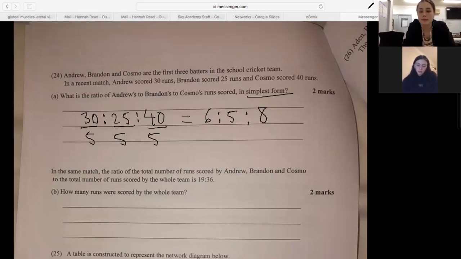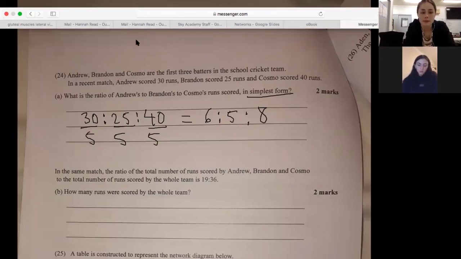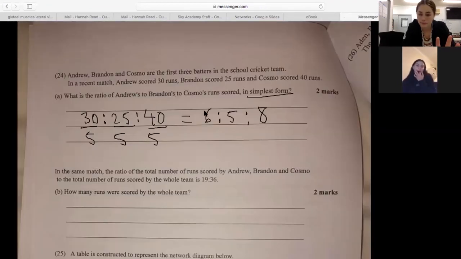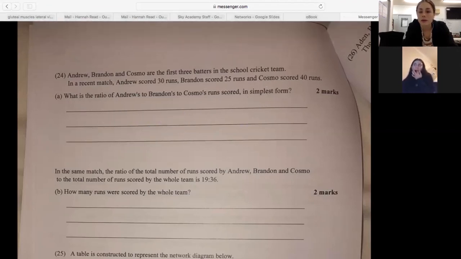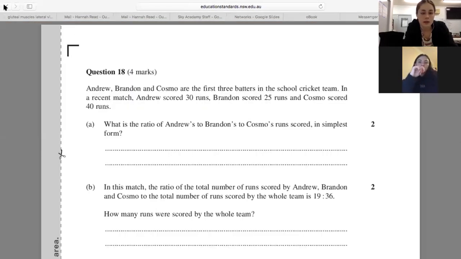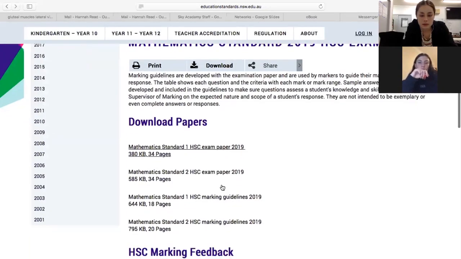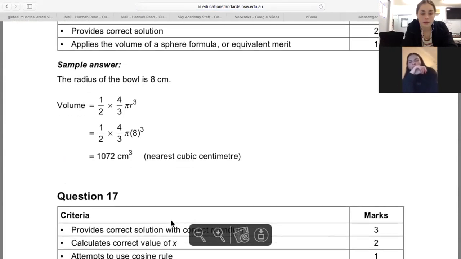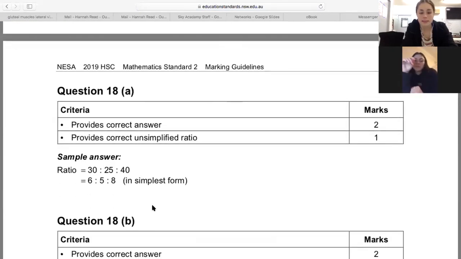Let's see what the answers say. Is that what you wrote down? Cool. Okay, I can erase that so I don't have to. Actually, I can just go clear all. Okay, so I want the answers. Marking guidelines. Is this what we got? 6, 5, and 8? Yeah.